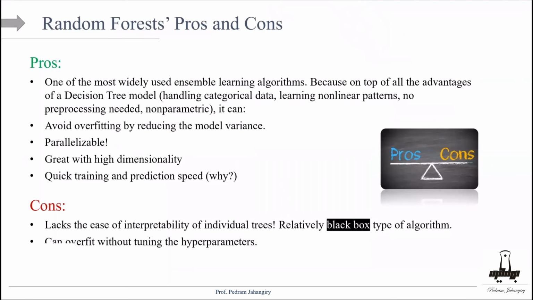Pros and cons, and some applications in finance. Let's start with the pros. So we know that random forest is one of the most widely used ensemble learning algorithms. The reason is that on top of all the advantages that we saw last class for decision trees, it can do the following. As a reminder, what were the advantages of decision trees? We said that decision trees can handle categorical data without making them dummy variables. And this helps us a lot in terms of reducing the dimensionality, right?